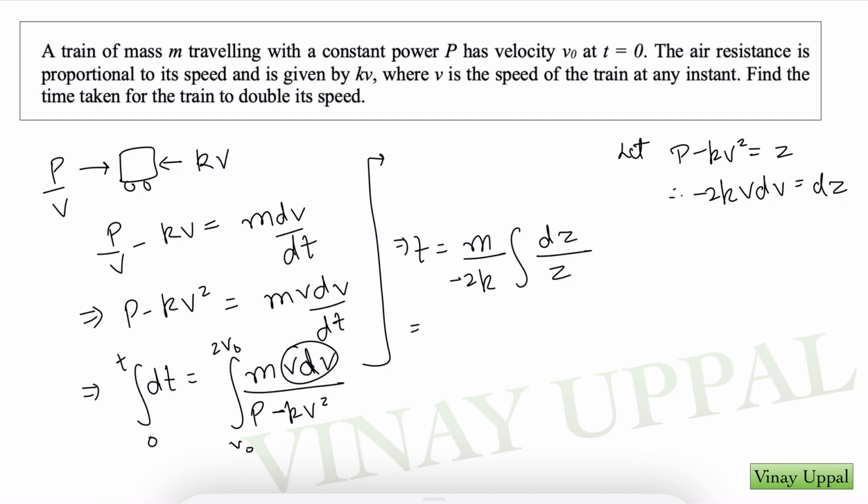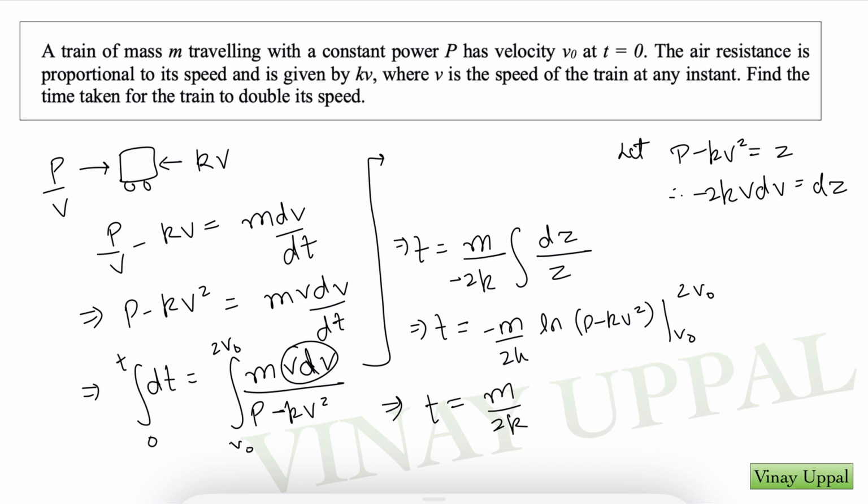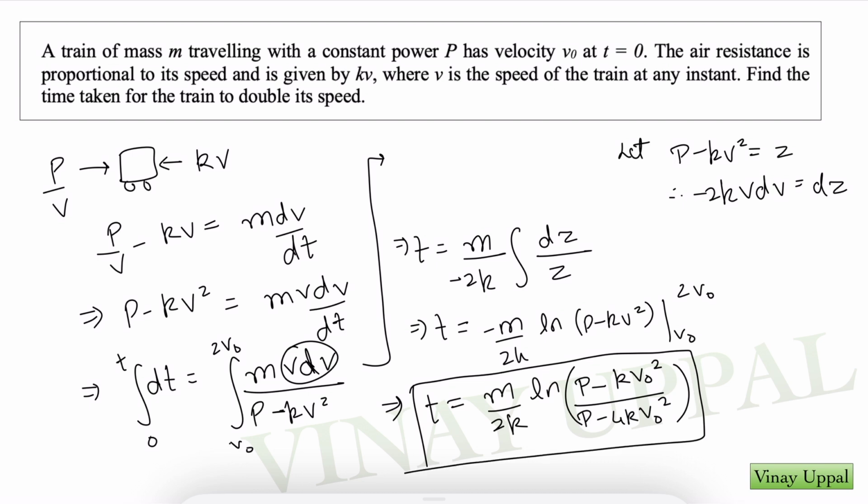So this will be my integral, and therefore my time taken would be -m/2k ln z, and I can substitute z back again as P - kV² from v0 to 2v0. So now it's just basic substitution of limits. So what you'll get is m/2k ln[(P - kv0²)/(P - 4kv0²)]. So that'll be the time taken for the train to double the speed.